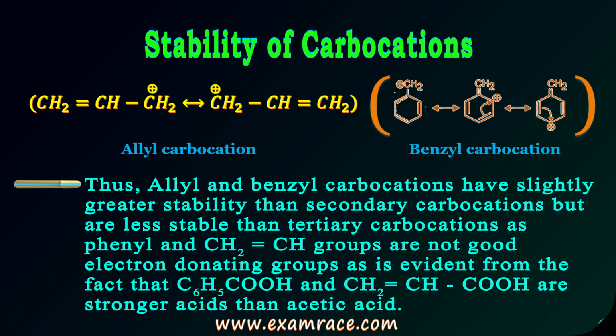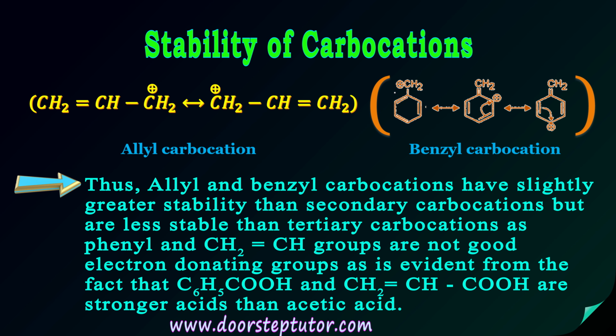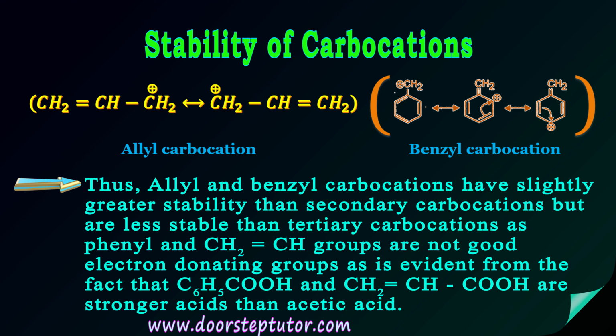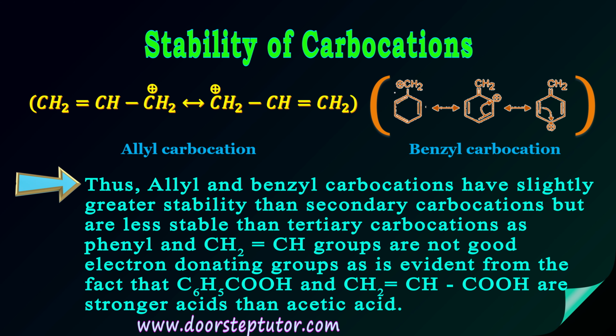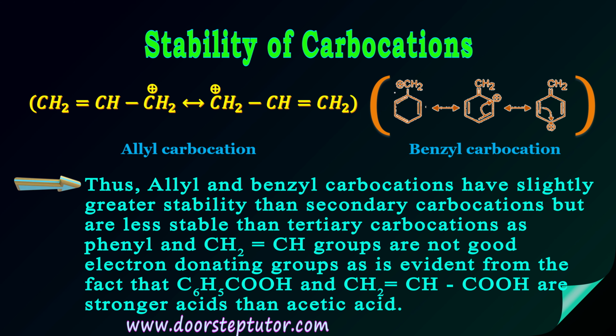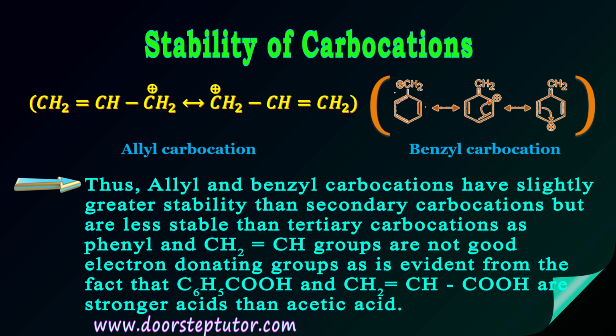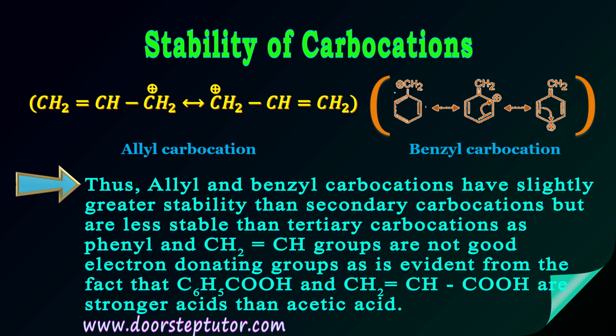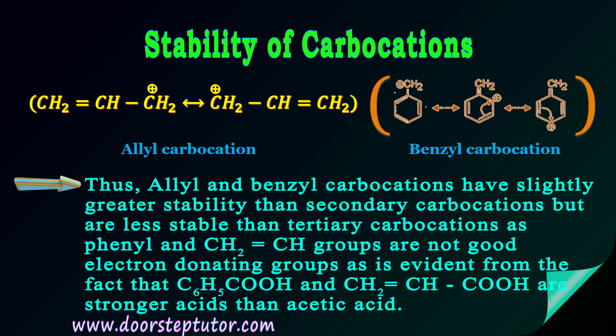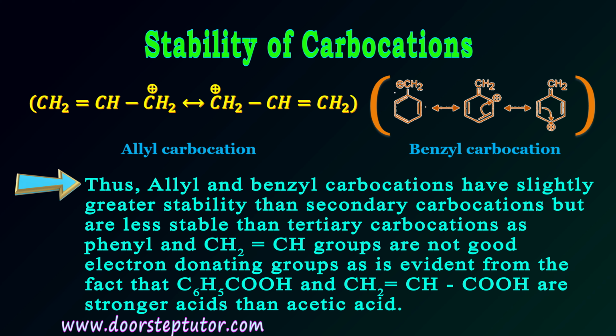as is evident from the fact that C6H5COOH and CH2=CHCOOH are stronger acids than acetic acid. That's why they are not good electron donating groups. So whenever there is a question with a 2-degree carbocation, an allyl carbocation and a 3-degree carbocation, the stability order will be 3-degree carbocation, then allyl one, and then the 2-degree carbocation.